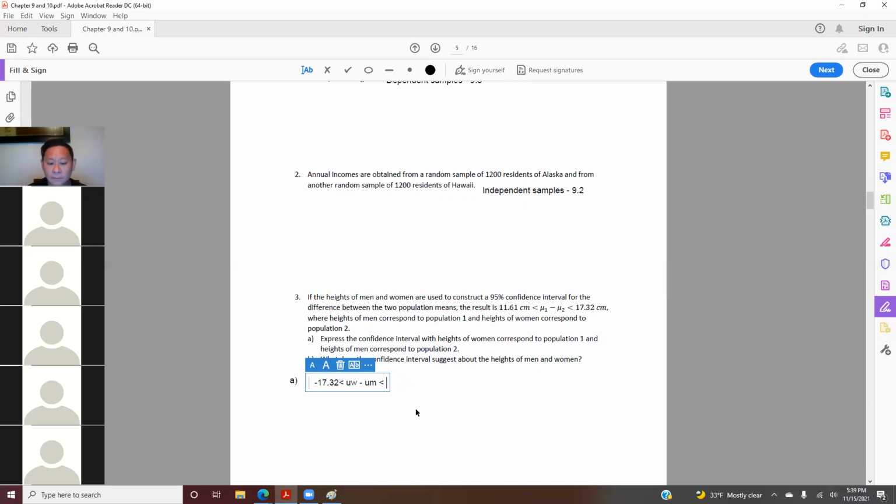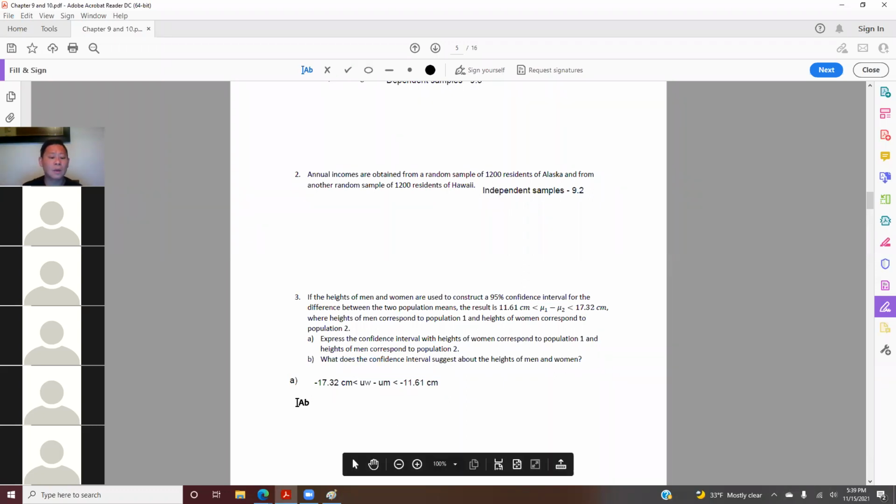And then what next, Armin? Negative 11.61. Yep. And don't forget, last time we used proportions, and proportions have no units. This time we use means, and means have units. Yep, that is correct.